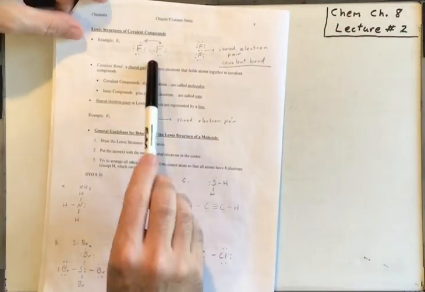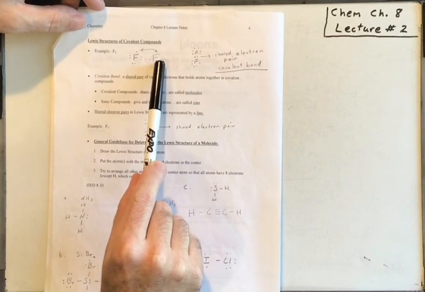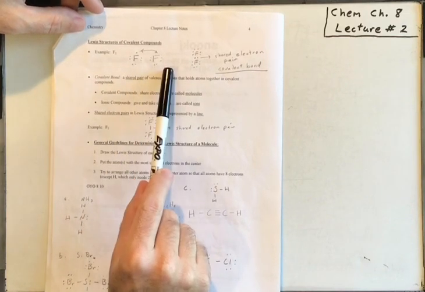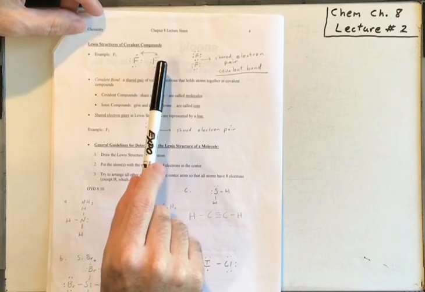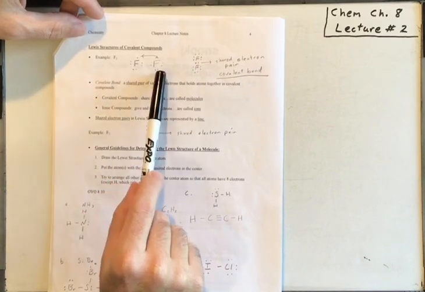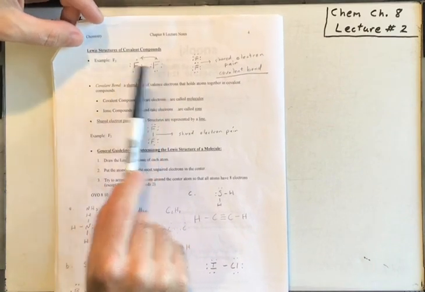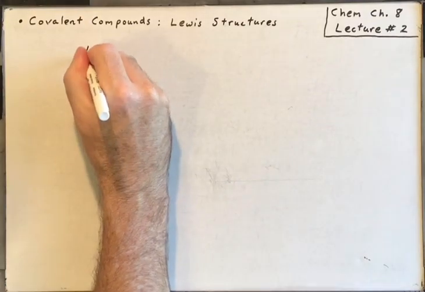Whereas the last lecture we talked about ionic compounds, we're going to talk about the Lewis structures of covalent compounds. And instead of taking and giving electrons, in this lecture we're going to be sharing electrons. All right, so let's start with F2.